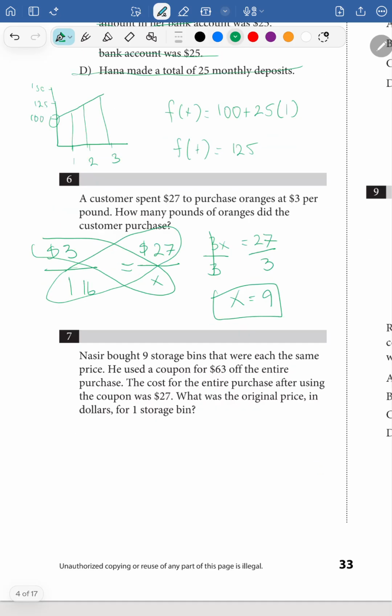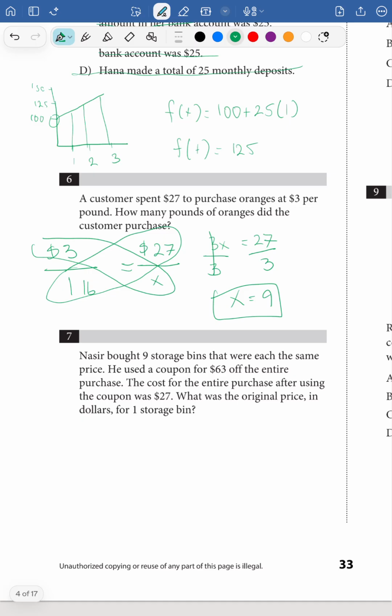Nasir bought 9 storage bins that were each of the same price. He used a coupon for $63 off the entire purchase. The cost for the entire purchase after using the coupon was $27. What was the original price in dollars for one storage bin? So, it says Nasir.